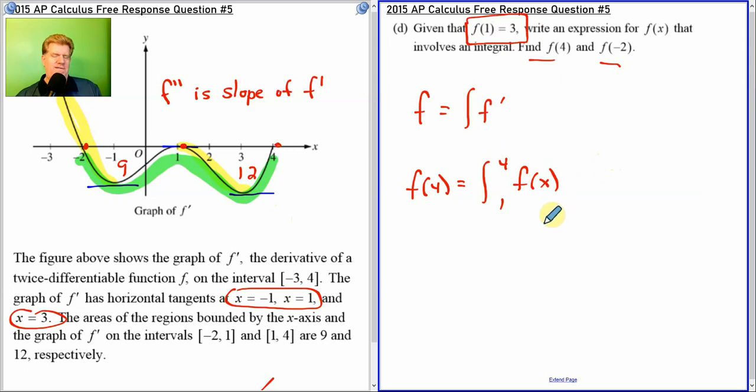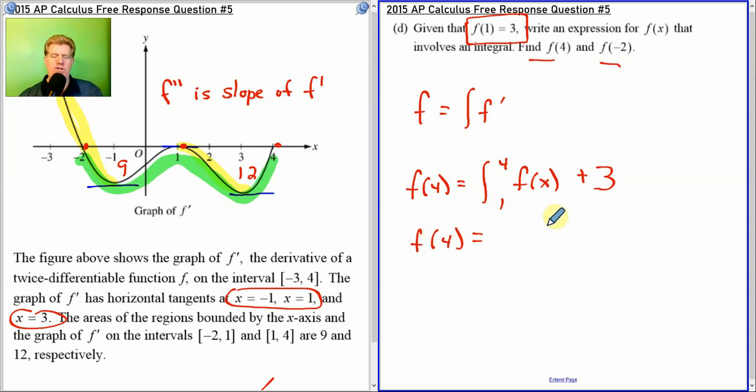What is the value of f at 1? Well, it's 3. I already know what it's going to be up to 1. Up to 1, the answer is 3. Now I'm just going to tack on the extra from 1 to 4. Okay? So I know what it is up to 1, and I'm adding on the extra from 1 to 4. That's what this means.